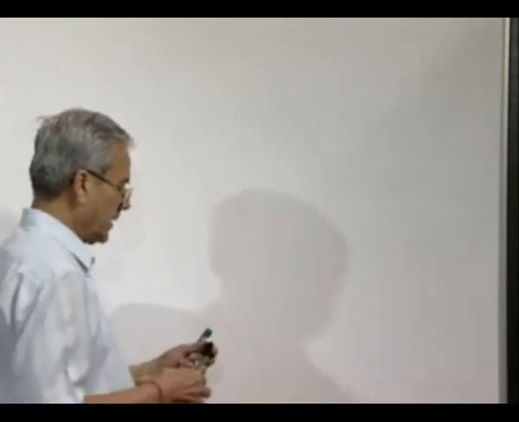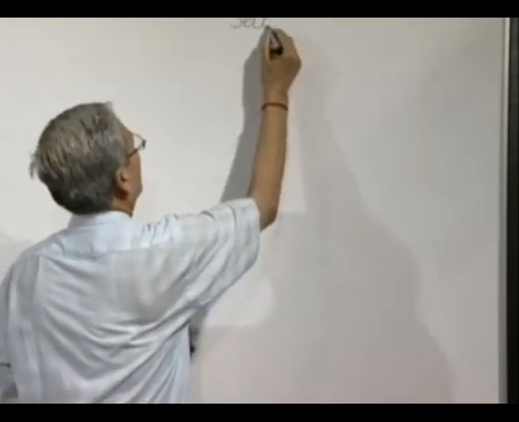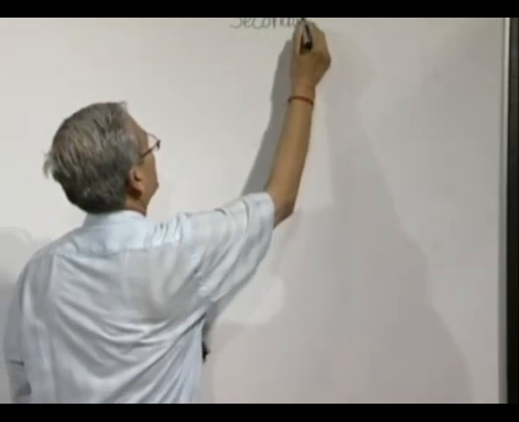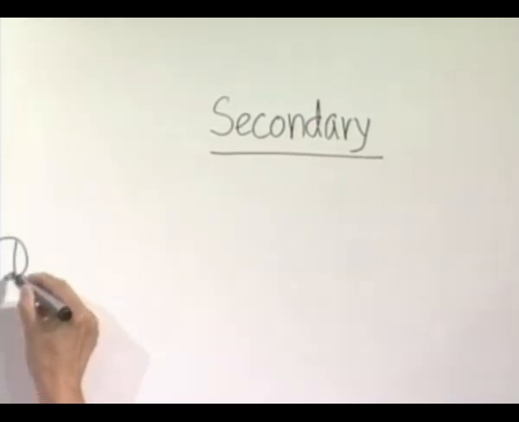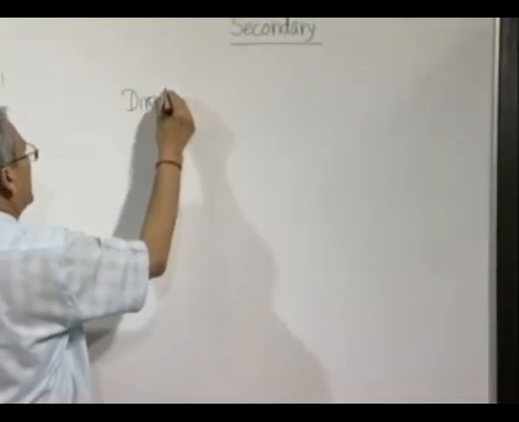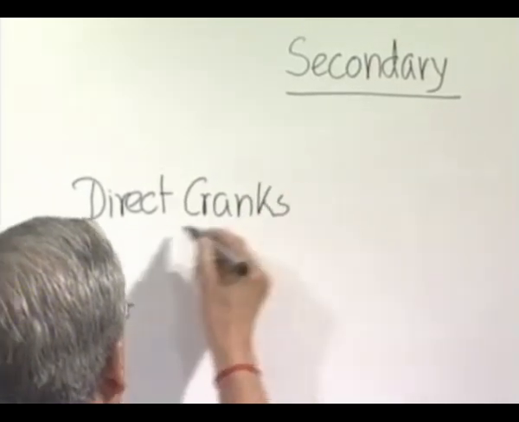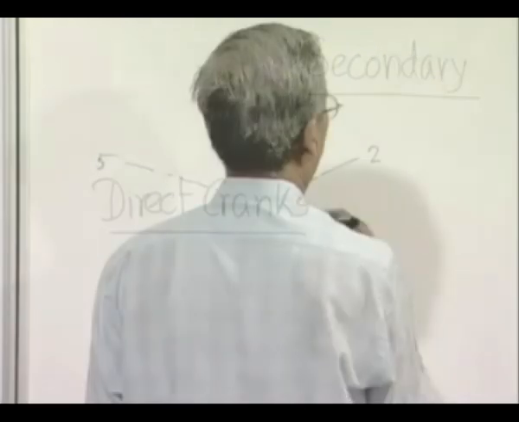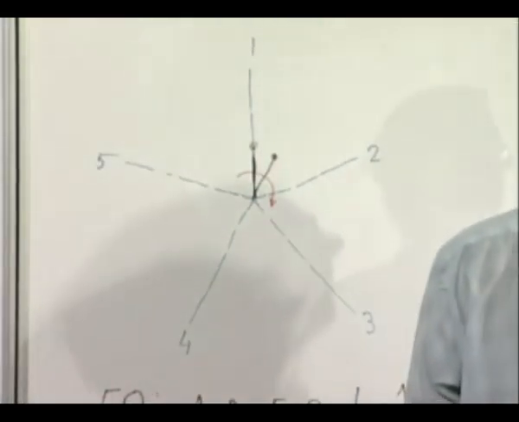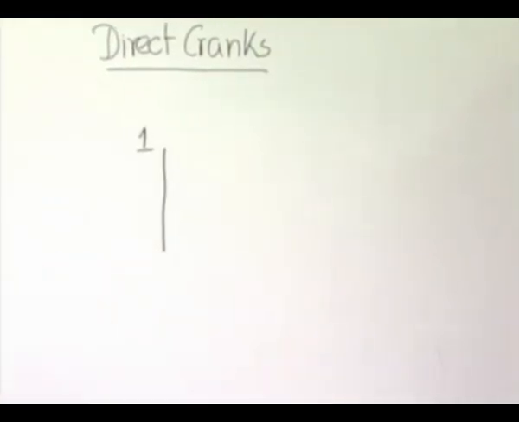Now, let us consider the second harmonic, secondary. The direct cranks, how they look like. For cylinder 1, the angle made by this when it is here is 0. So, 2 into 0 will be 0. So, the direct crank of cylinder 1 will be the same.